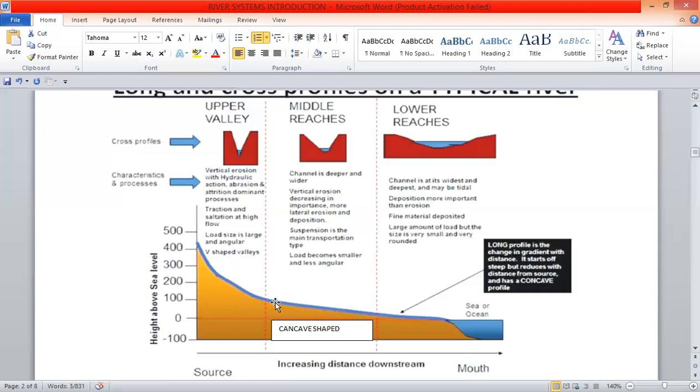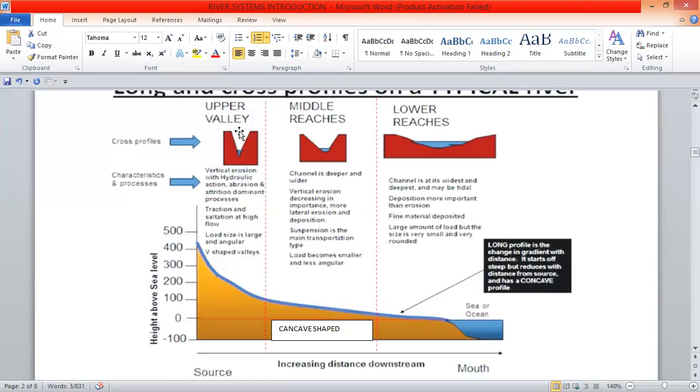And then the middle stage. Here are the characteristics here. The channel is deeper and wider. Vertical erosion is decreasing, because vertical erosion is dominant in the first stage. In the middle stage, the vertical is decreasing. The increasing erosion is lateral, which is eroding the sides, it's eroding the banks here. I hope you can see the banks are being eroded.